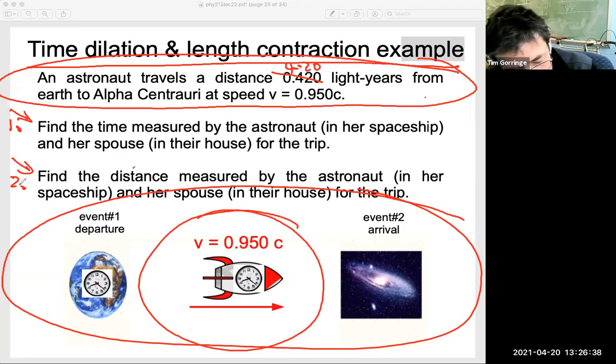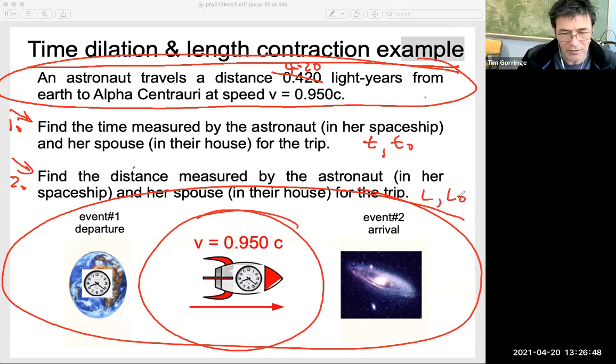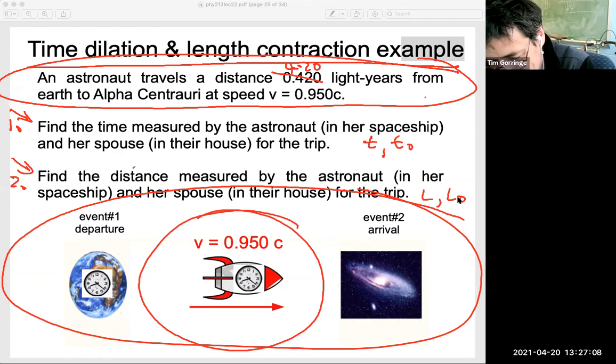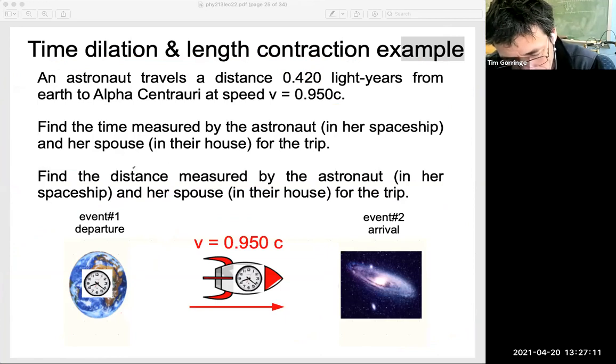So these are questions really about, as you can imagine, dilated and proper times and dilated and proper lengths. And we've really got to understand who are the dilated times and contracted lengths, and who are the proper times and lengths to work this problem out correctly. And so let's see if we can do that.